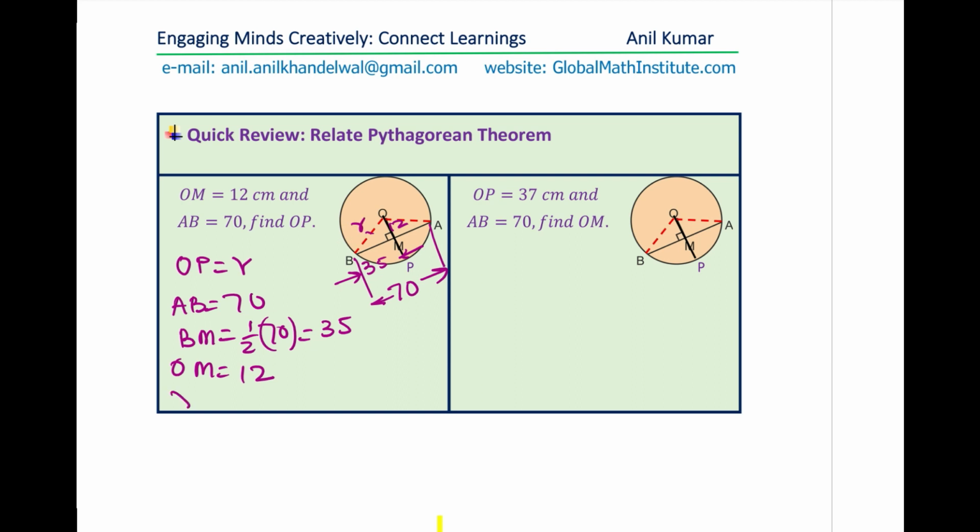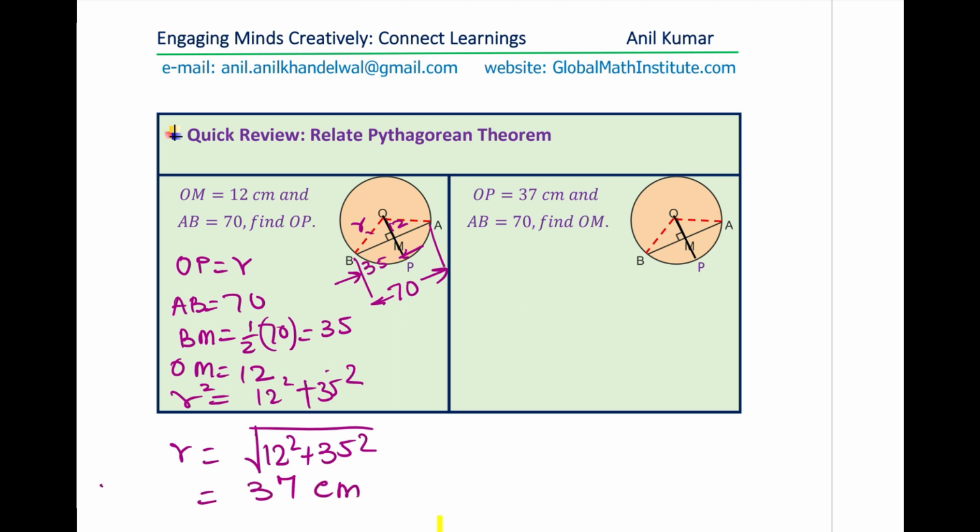So we can say radius. We'll write the square first and then take the square root, right? So the radius square in this case is what? 12 square plus 35 square, correct? And R will be the square root of 12 square plus 35 square, right? You can use your calculator and write down your answer. Well, the answer, as you know, is 37 centimeters, right? Correct? So you can definitely use the calculator.